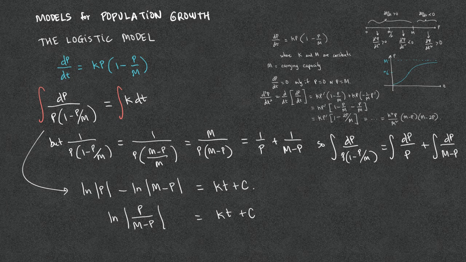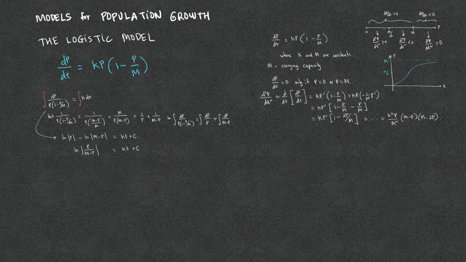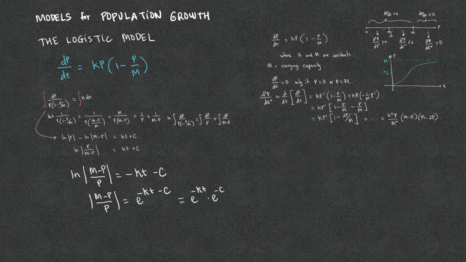We then combine the ln terms. We then flip the fraction inside of the ln to introduce the negative sign. So ln of M minus p over p is now negative kt minus C. We then exponentiate both sides to get e to the negative kt minus C. And so M minus p over p is A e to the negative kt, where A is plus or minus e to the negative C.